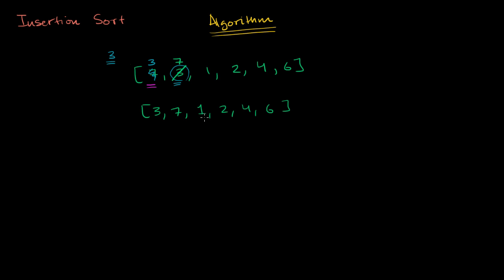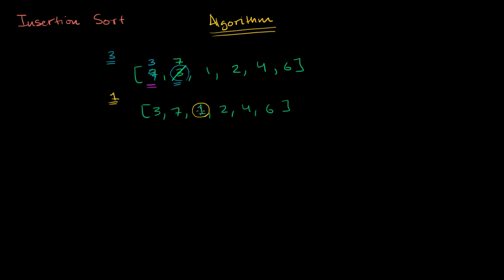Now we can move on to the second element, which is this 1 over here. You take that 1, I'll put it on the side right over here, and you compare it to each of the elements before it. OK, is 1 less than 7? Sure, 1 is less than 7.